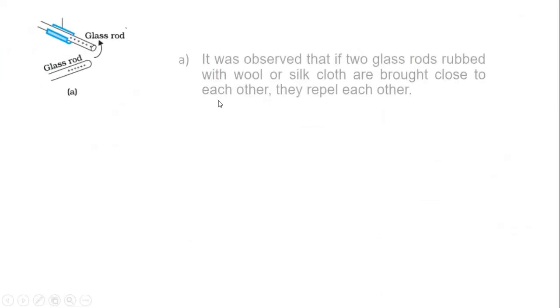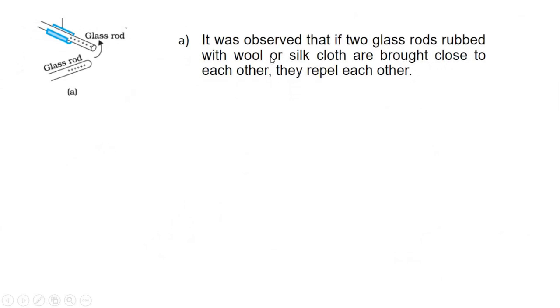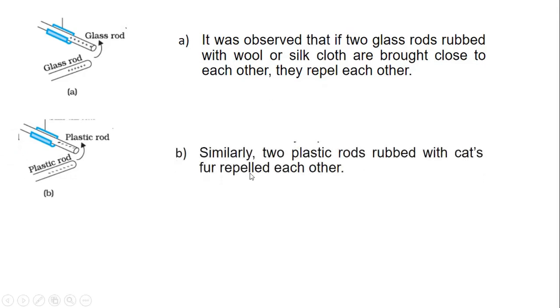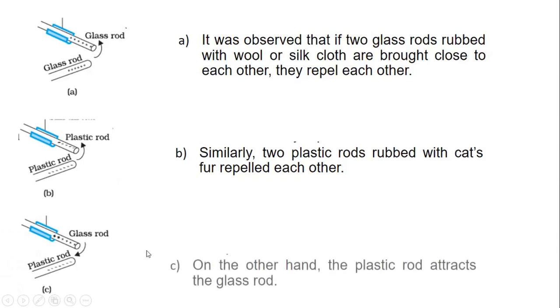Next, it is observed that whenever two glass rods rubbed with wool or a silk cloth are brought close to each other, they repel each other. Why is it so? Because both glass rods have developed the same kind of charge. Similarly, when we take two plastic rods rubbed with cat's fur, they again repel each other, because the two plastic rods develop the same kind of charge. But it is observed that when a glass rod and a plastic rod are brought close to each other, they show attraction.